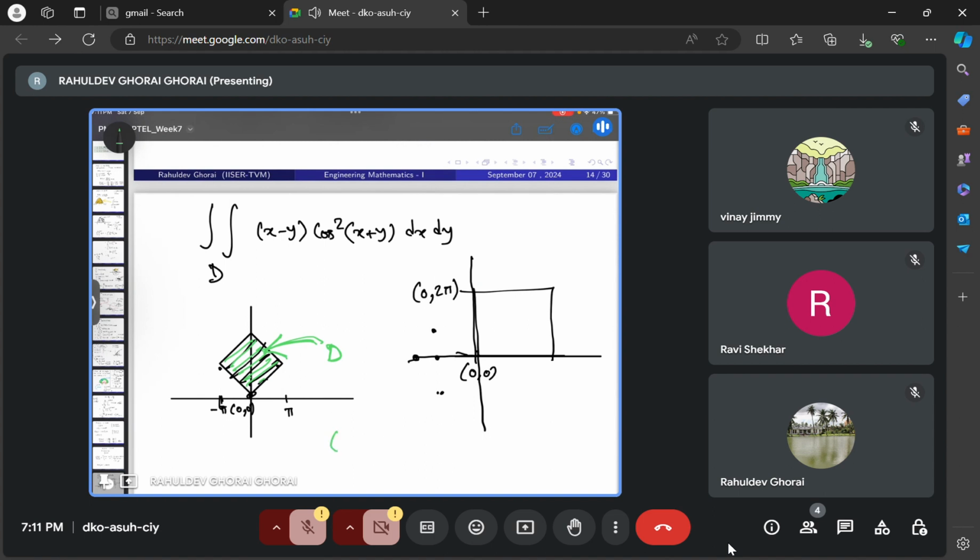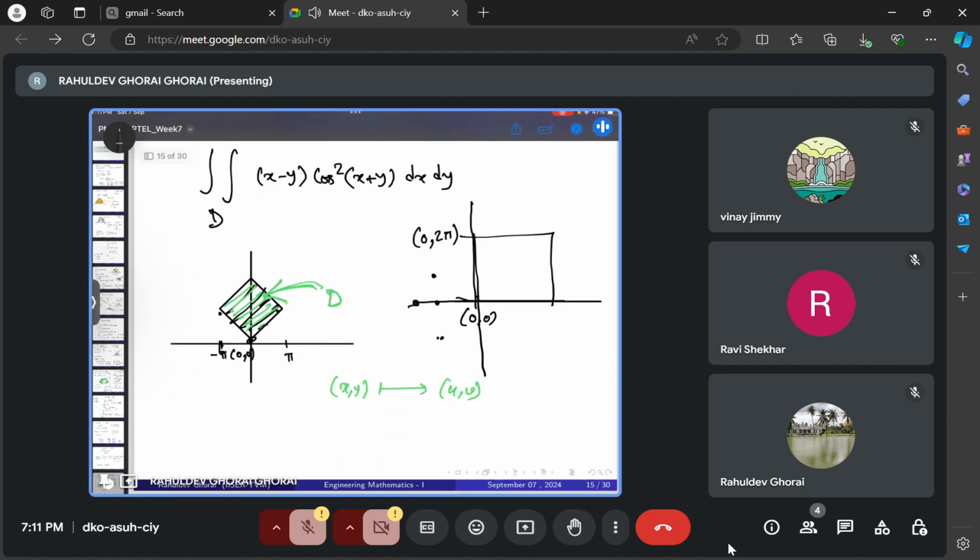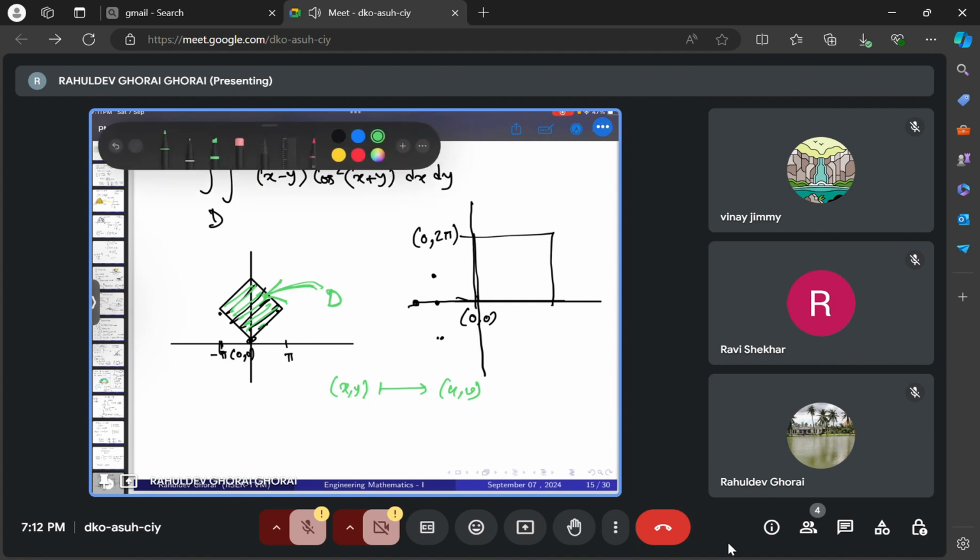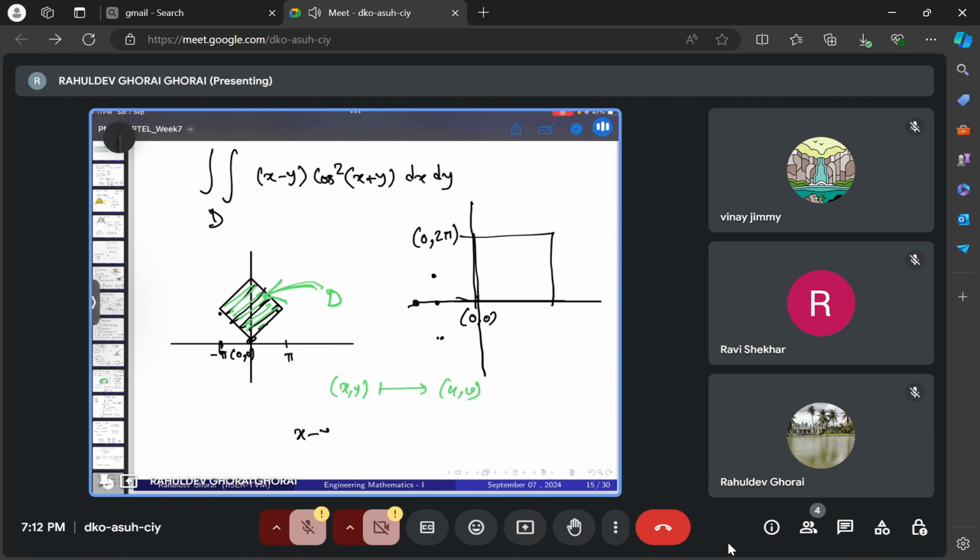Mainly we want to transform xy to some uv. What will be the relation? What kind of relation should we take? The hint is given in the question itself. So what should we take? You can see x minus y and x plus y are there. So simply, for this case, you take x plus y equal to u.